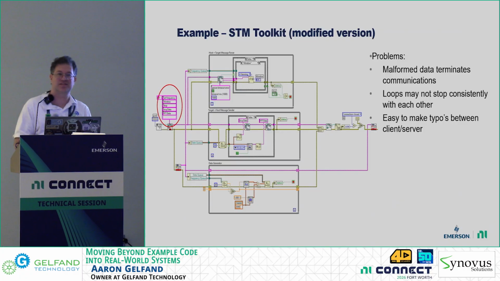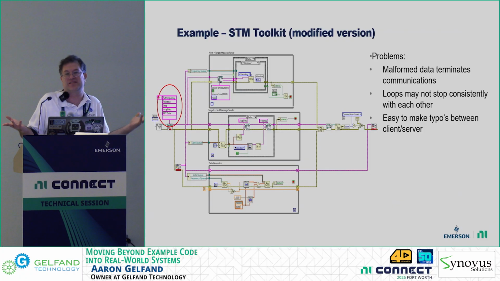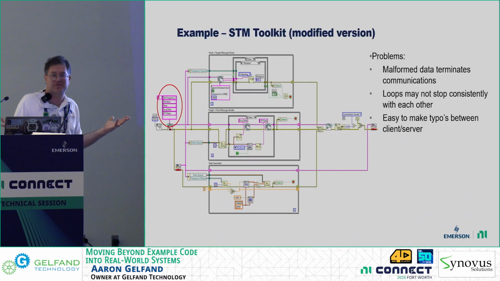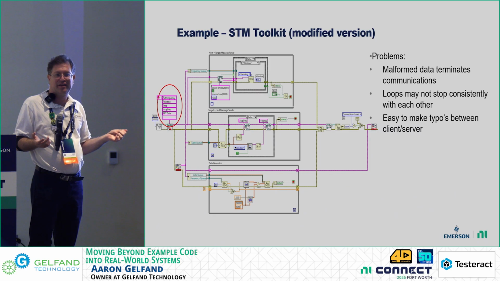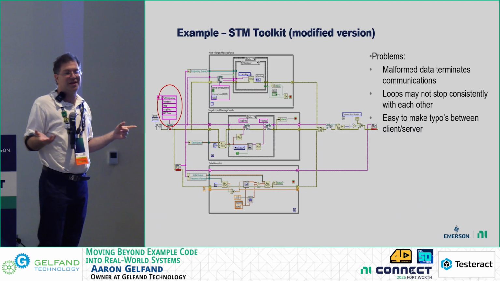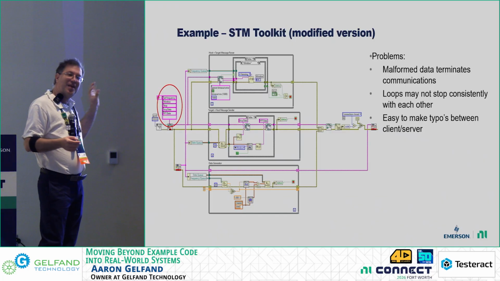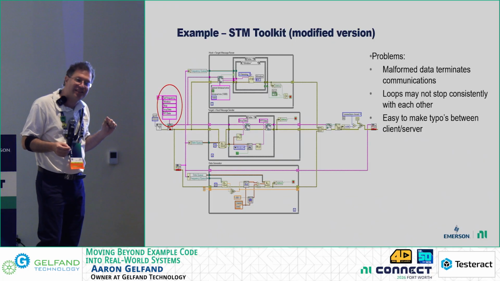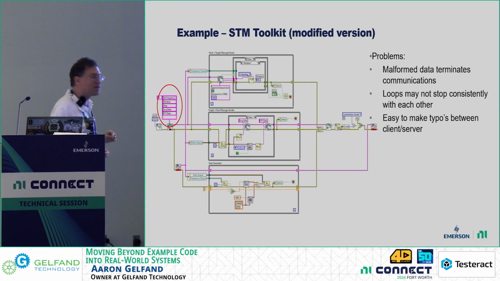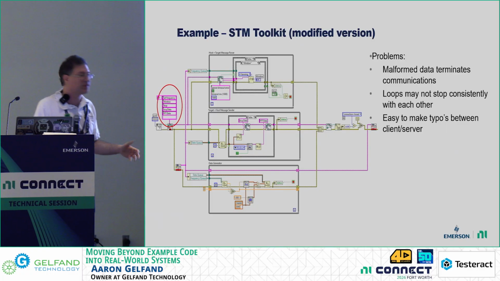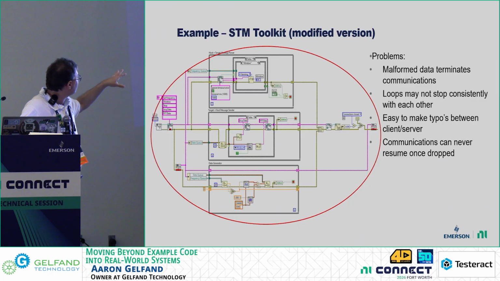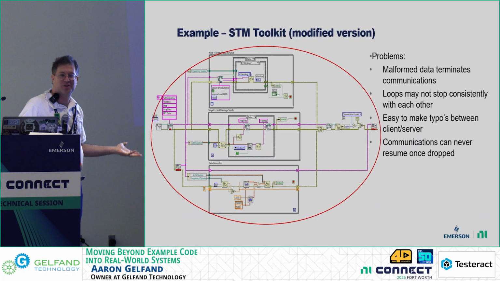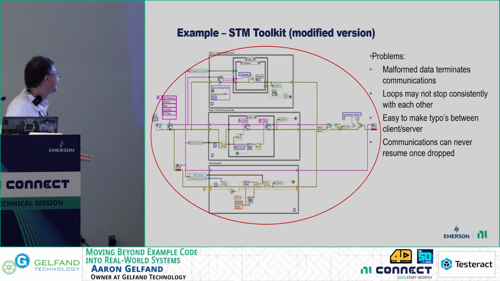Because the communications are string-based, it's very easy to make typos between your server and your client. And they're case sensitive, and they're strings. They're not type defs. Now, admittedly, some of the tools that would make it a lot easier to deal with type defs didn't exist at that time. Again, this is a much older toolkit, but it's one I use frequently still. And it was designed, you don't see it, but under the hood, it's designed that if the messages don't match, you get error codes, and again, you drop your communication.